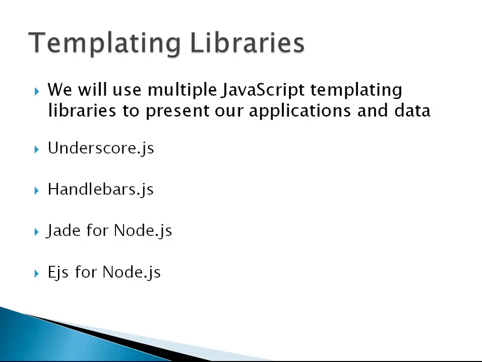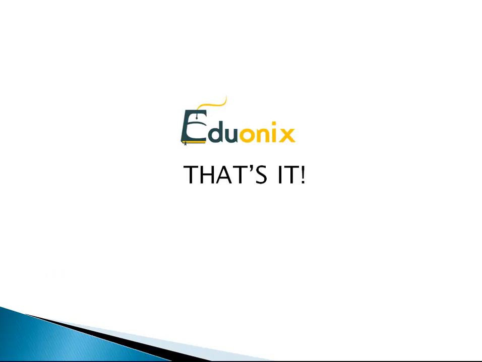For instance, we'll use _.js. That is a dependency for Backbone, so we'll learn that. Handlebars.js we'll use with Ember. Jade and EJS are both template engine modules for Node, so we'll be looking into those in the Node chapters. So that's an extremely brief overview of what we'll be learning.